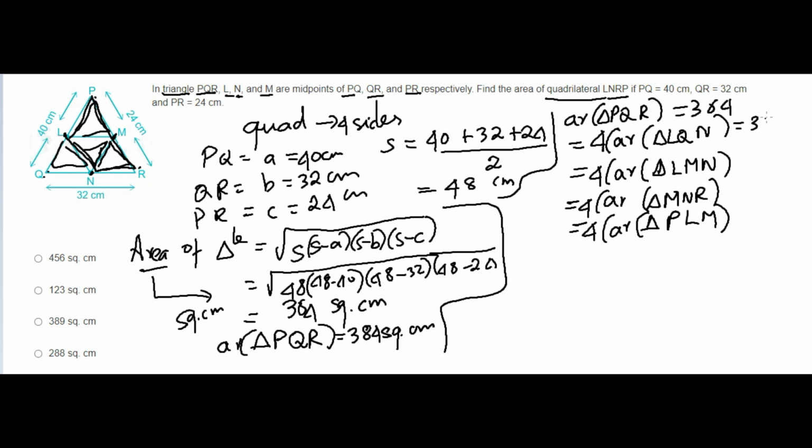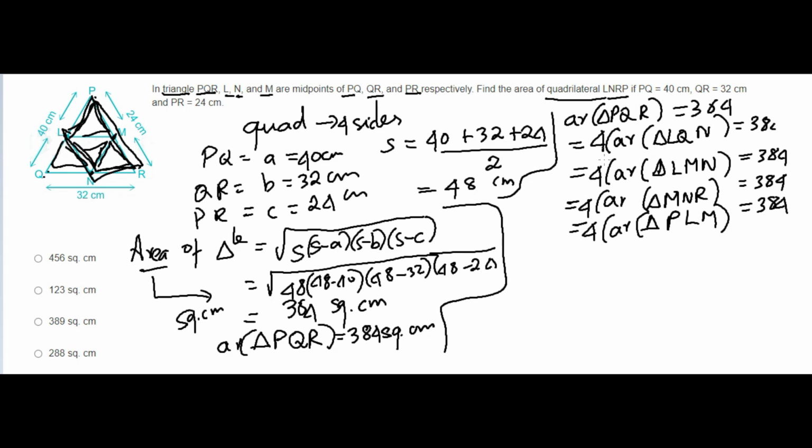So this is also equal to 384, and this also equal to 384, and this also equal to 384. But we require only this area, is it right? We require only this area. So we have to eliminate LQN. Do you understand? We have to eliminate the term LQN that we don't want.